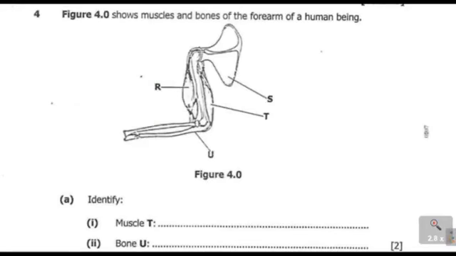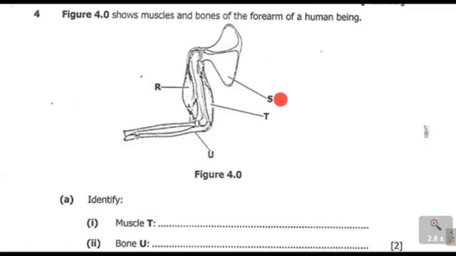So we have a question right here that is coming from biology paper 2 for 2018, and this is question 4. The question reads, figure 4.0 shows muscles and bones of the forearm of a human being. So this is figure 4.0, which is showing the muscles and bones of the forearm of a human being.